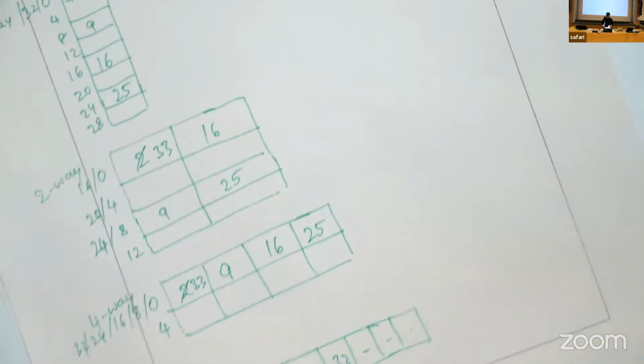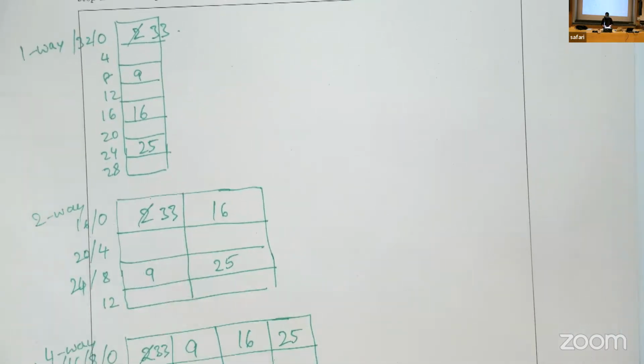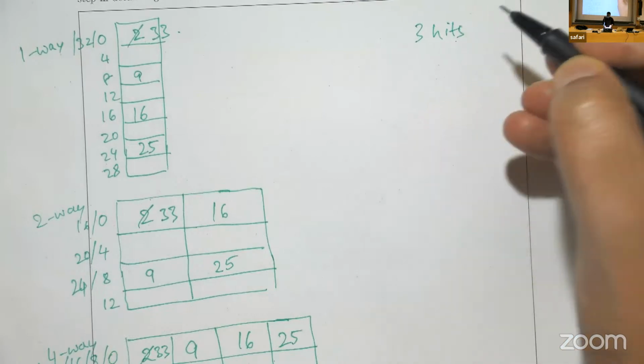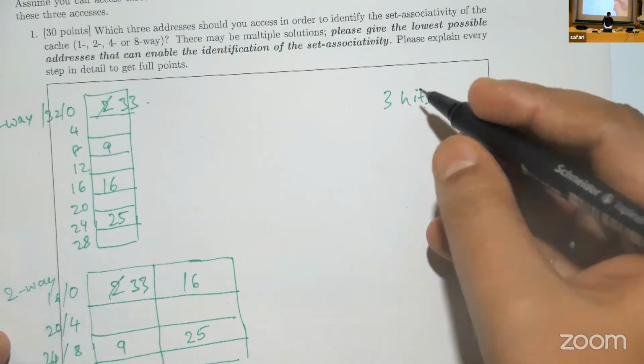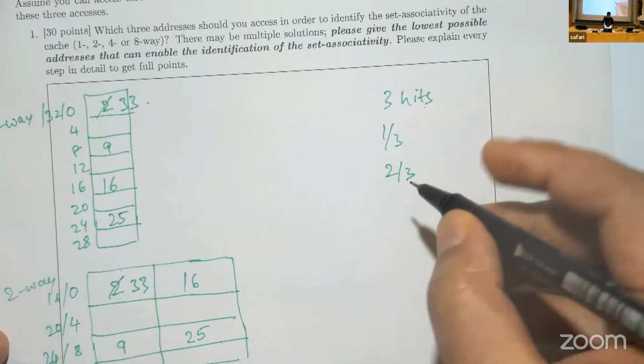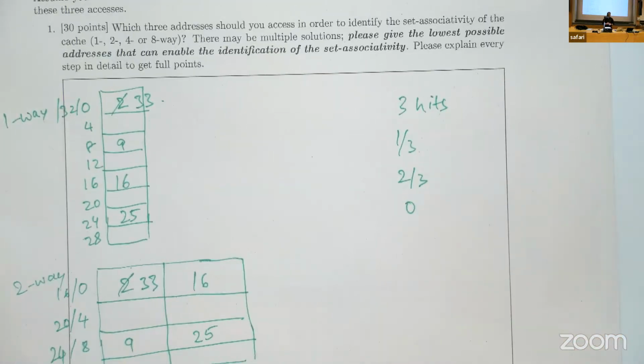So now this is the state of the cache, and we will have to access 3 more addresses. The trick is to find 3 addresses which can give you unique hit rates across these associativities. You will have to find 3 addresses which can give 3 hits in one of the associativities, 1 by 3 in another, 2 by 3, and 0. So you'll have to find the addresses which can provide you these hit rates.